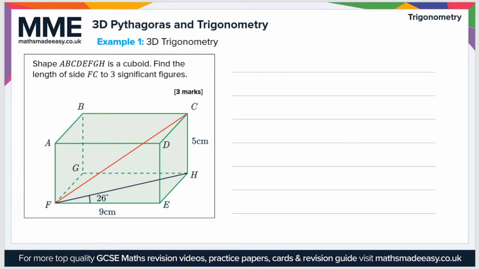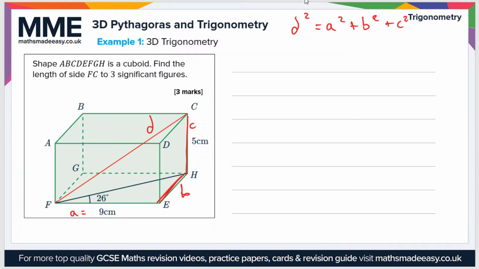So shape ABCDEFGH is a cuboid. Find the length of side FC to 3 significant figures. So FC is the one that's been highlighted in red. So let's just rewrite our expression for 3D Pythagoras. So that's d squared equals a squared plus b squared plus c squared. So what's A, B, C and D? Well, D is the hypotenuse in 3 dimensions. A, let's say that A is this 9 centimetre side, and then B can be this side EH, which we don't yet know, and then C is this side 5 centimetres.